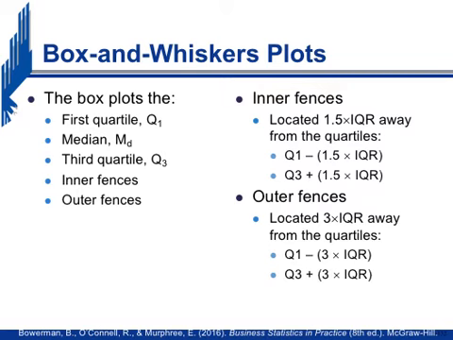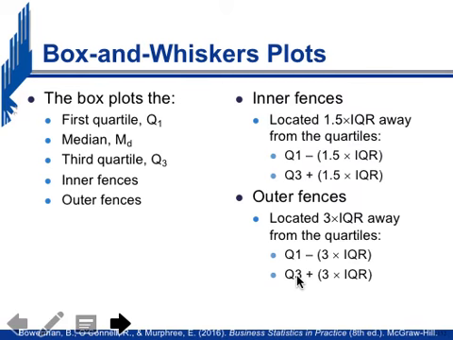So for example, for the inner fence, that's 1.5 times the IQR to the left of the first quartile and to the right of the third quartile. The IQR, we know, is just the difference between the third and the first quartile. So that's the same value multiplied by 1.5 to get the inner fences. While for the outer fences, that's 3 times the IQR to the left of the first quartile and to the right of the third quartile.